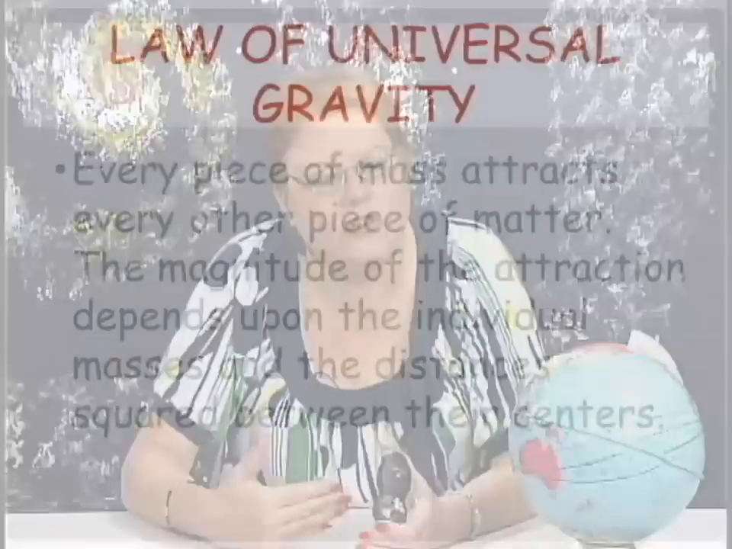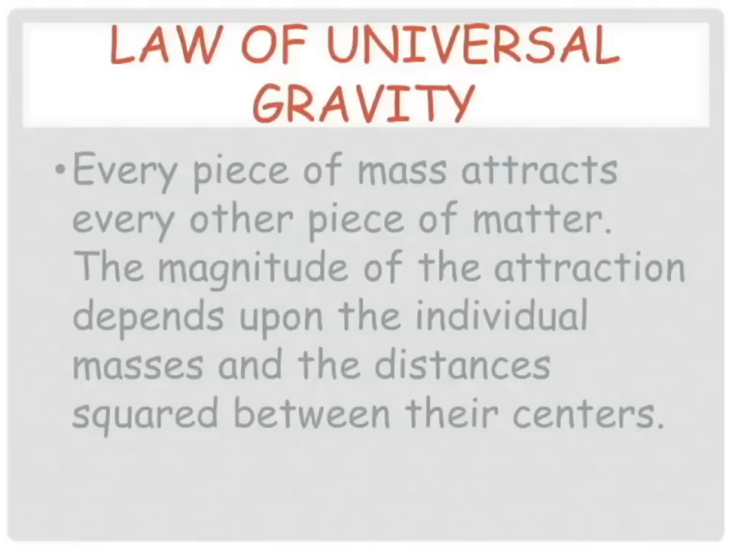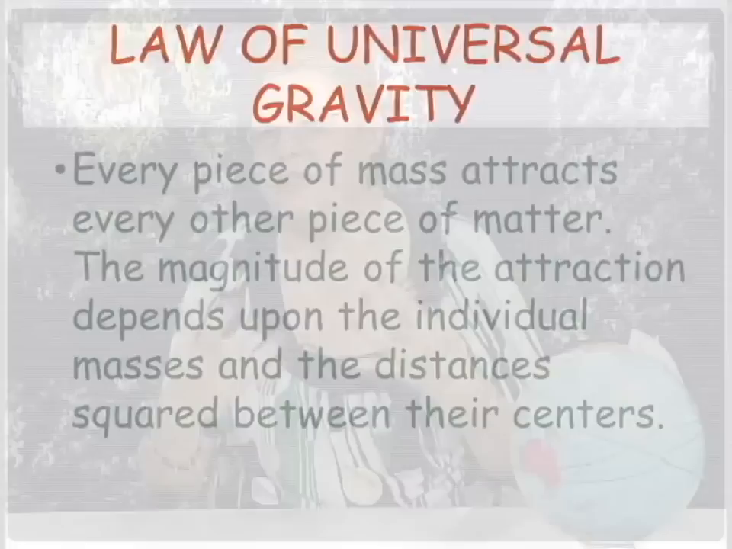Now, the law of universal gravity is another law from Newton. It was not considered part of his three laws because they weren't really looking at forces in general there. What Newton was looking at here with the law of universal gravity dealt with masses attracting masses. We think about a mass, the amount of stuff that you have. Remember, mass is measured in grams or kilograms in the metric system, or in slugs in the English system. It says every piece of mass attracts every other piece of matter.